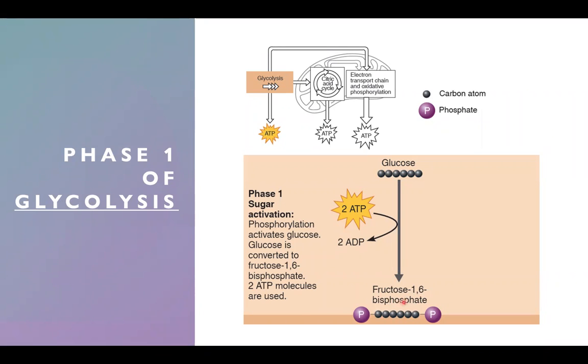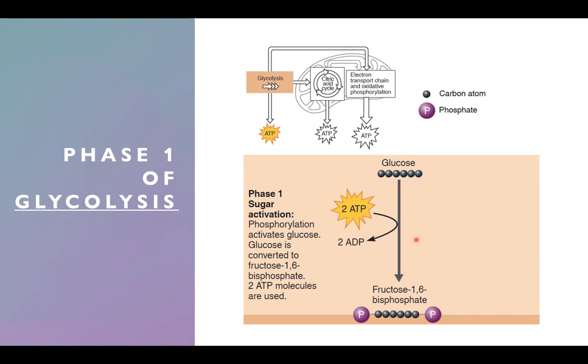I'm a chemistry nerd. It was my major in undergrad, so I love the language of chemistry. What we have here is we've added on phosphate groups to the 1 carbon and the 6 carbon. So that's why it's called fructose 1,6-bisphosphate.